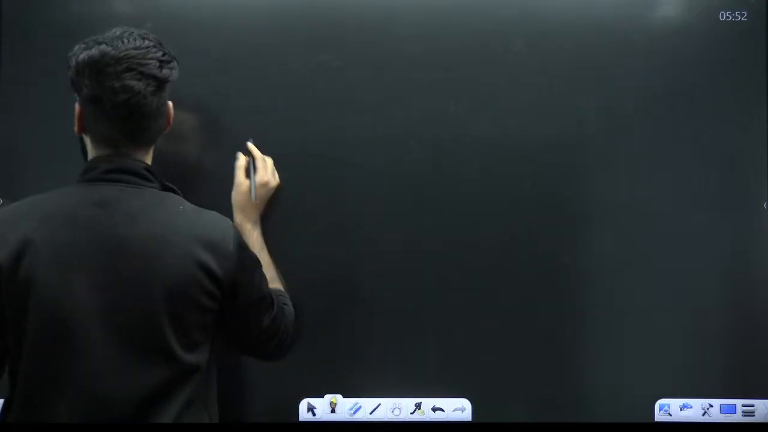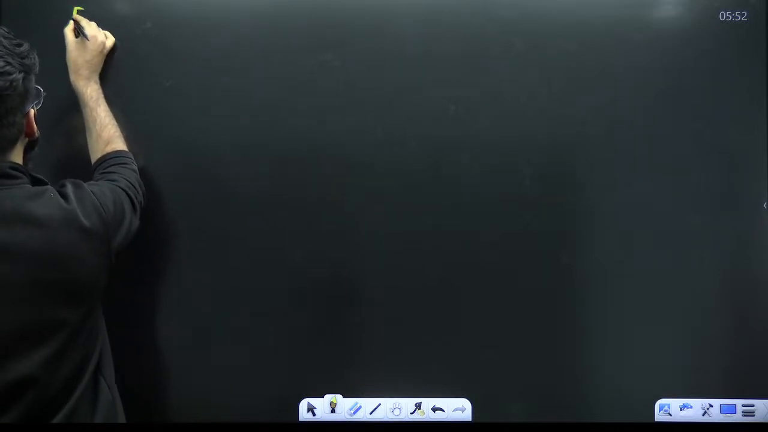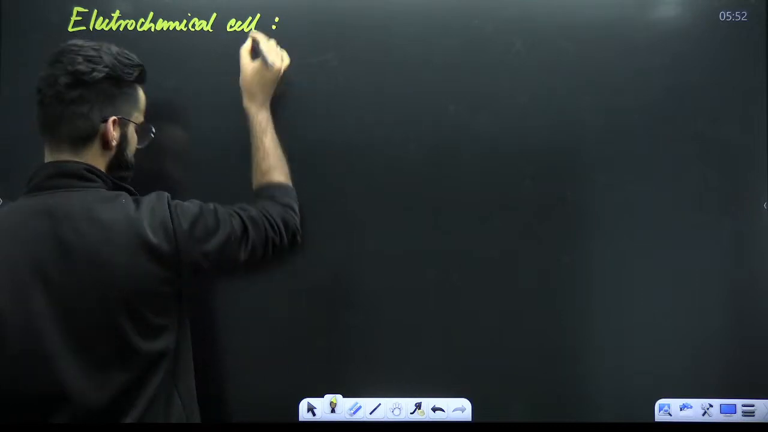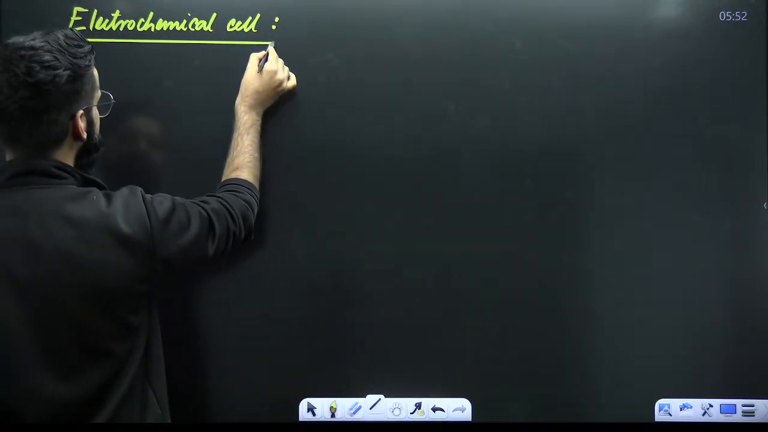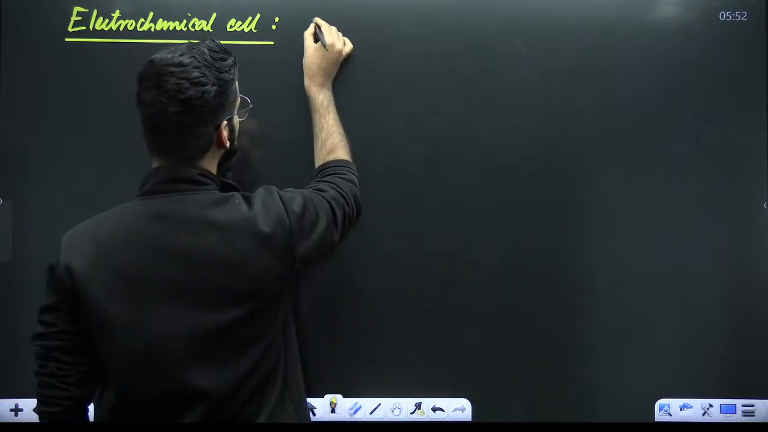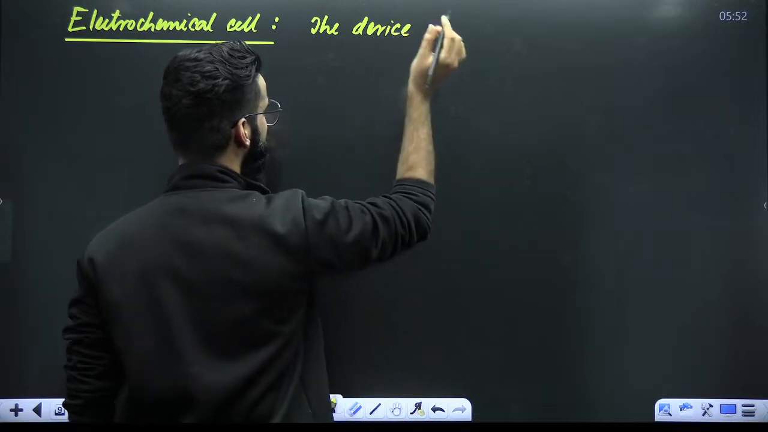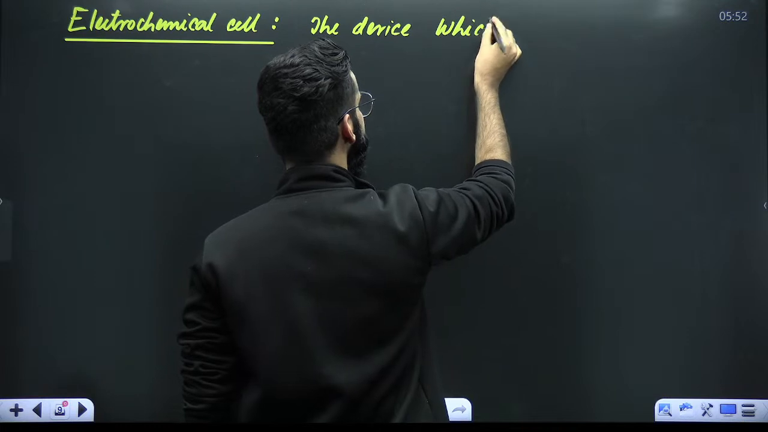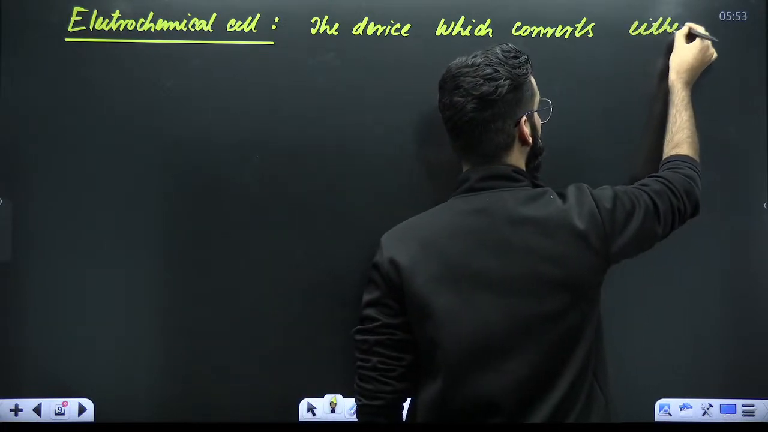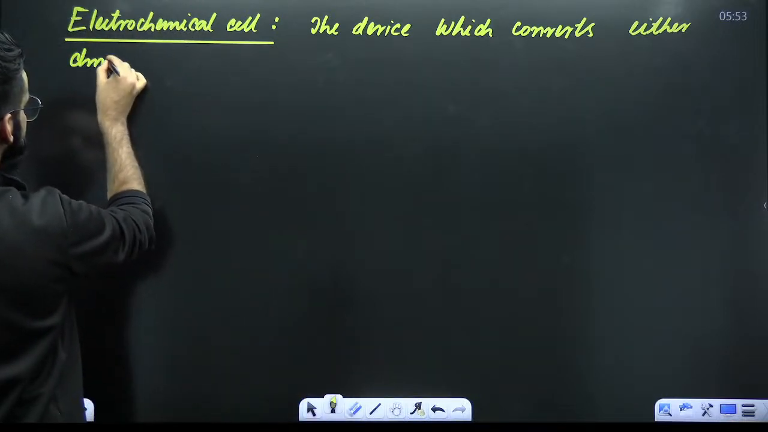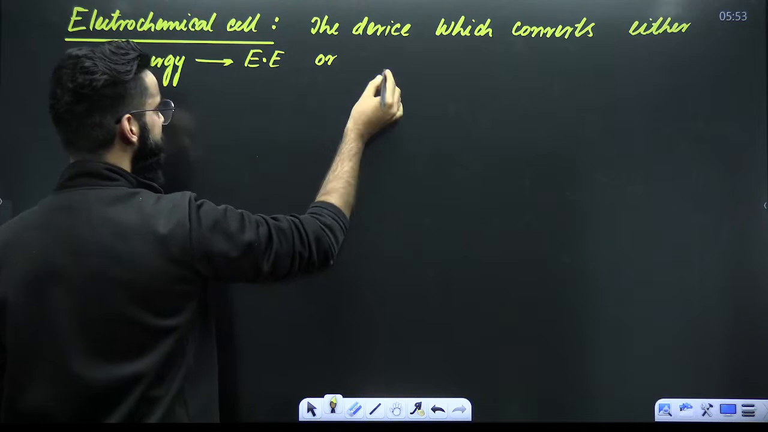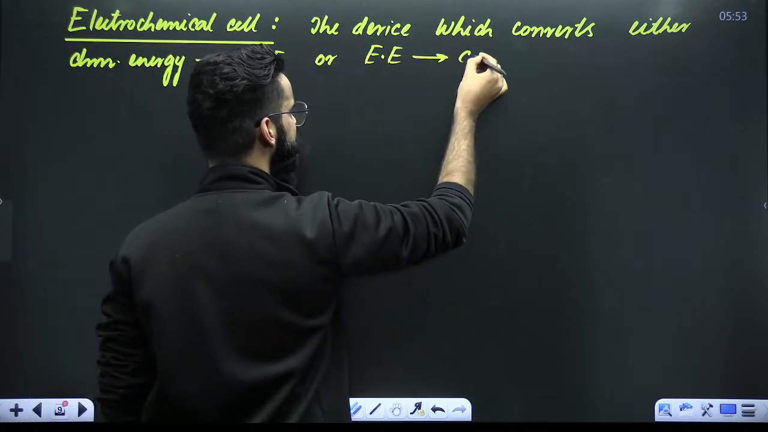Let's get started. The first topic which I'm mentioning on the screen, that is electrochemical cell. Now, what is this electrochemical cell exactly all about? Let me tell you, electrochemical cell, it is basically a device. The device which converts either chemical energy into electrical energy or electrical energy into chemical energy.